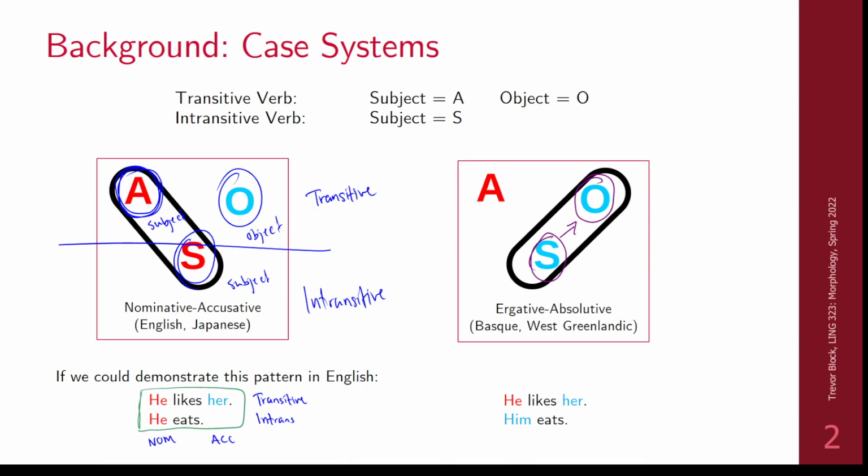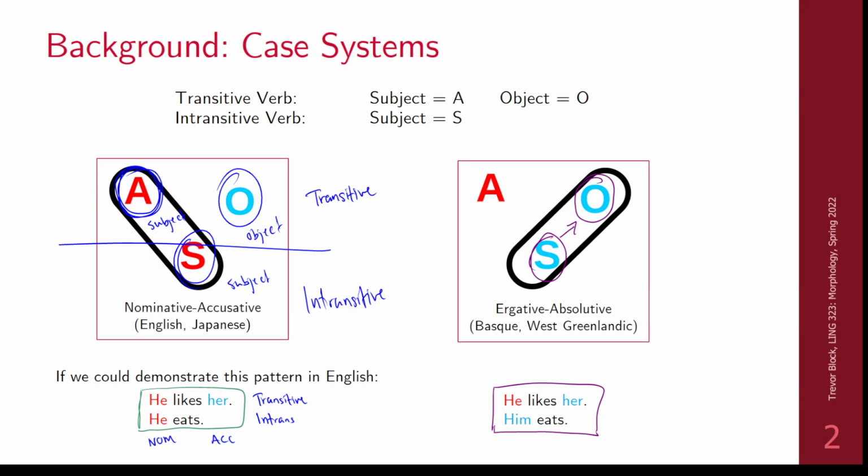If we were to look at pronouns in English that had this system, we would see something like this. He likes her. Let's take this as our normal base. When we take a look at an intransitive verb, the subject has the same case as the object of the transitive. So instead of saying he eats, we would get him eats, since him is taking the same form as the object of the transitive verb likes. So this is how the ergative absolutive system works for case.